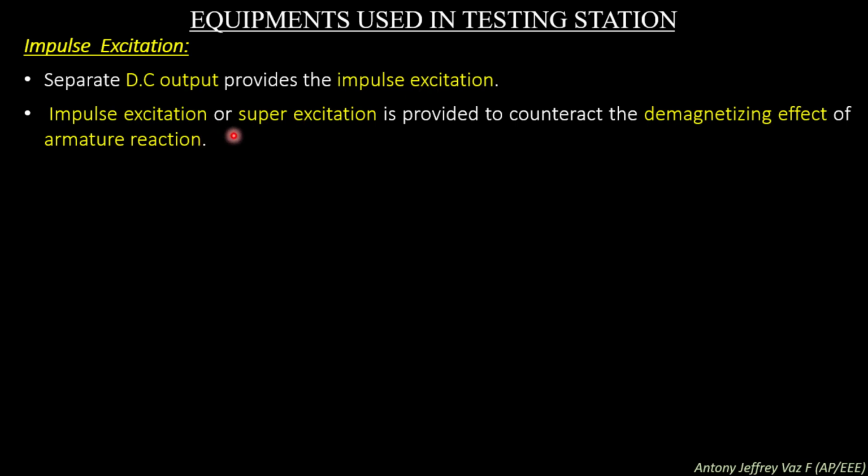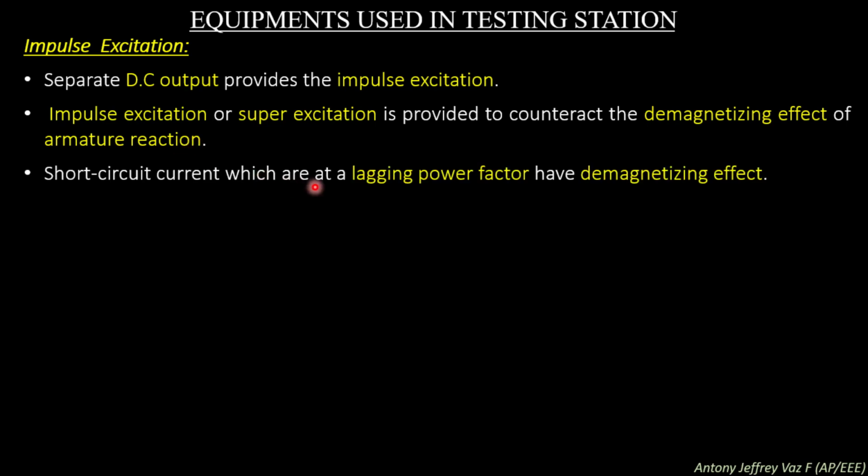Impulse excitation, or super excitation, is provided to counteract the demagnetizing effect of the armature reaction. So, when a short circuit is made at once, due to the demagnetizing effect caused by the armature reaction, the field current gets decreased. So, to stop this phenomenon, an impulse excitation or super excitation is provided in the field terminal of the alternator with the help of an impulse exciter.